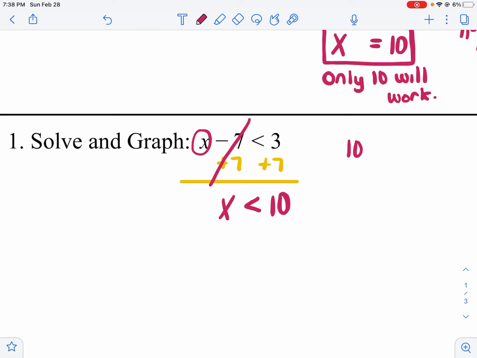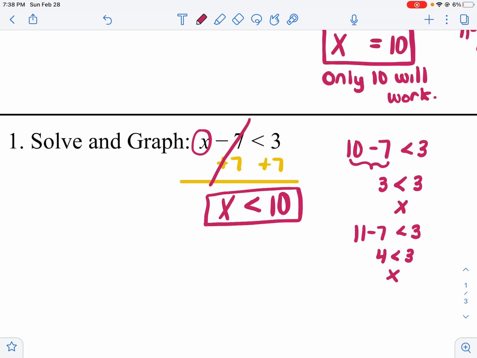And I can show you that. 10 minus 7 is less than 3? Well, 10 minus 7 is 3, and is 3 less than 3? No. If we tried 11 minus 7, and that's 4, is 4 less than 3? No, so I went bigger. So now our solutions are all smaller than 10. That is what our answer is indicating here.